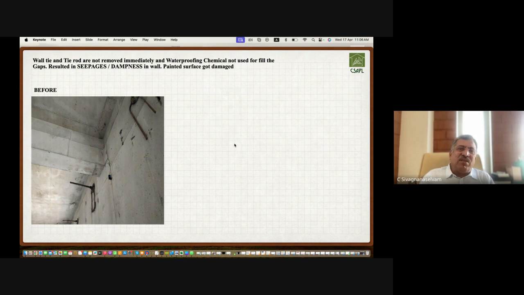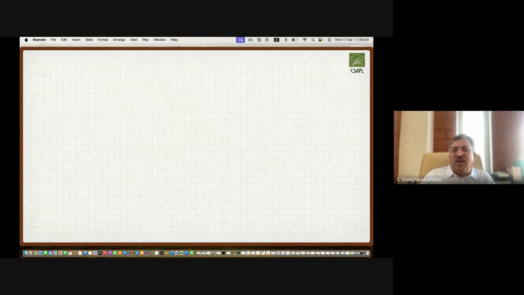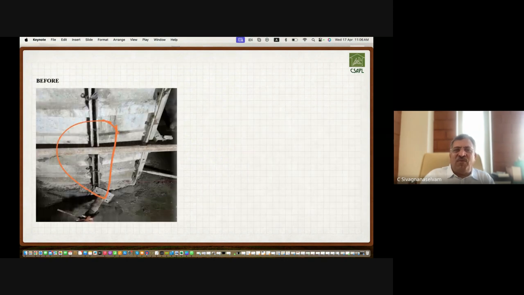Here in Maiwan structures, we used to keep this kind of tie rod. And the tie rod needs to be removed as soon as the shuttering is removed, and it needs to be grouted for waterproofing. In spite of our instructions, the contractor didn't do it. What had happened after painting? See, the dampness exposed the quality. So these are all the quality issues we face at site. And this is a very, very silly mistake.